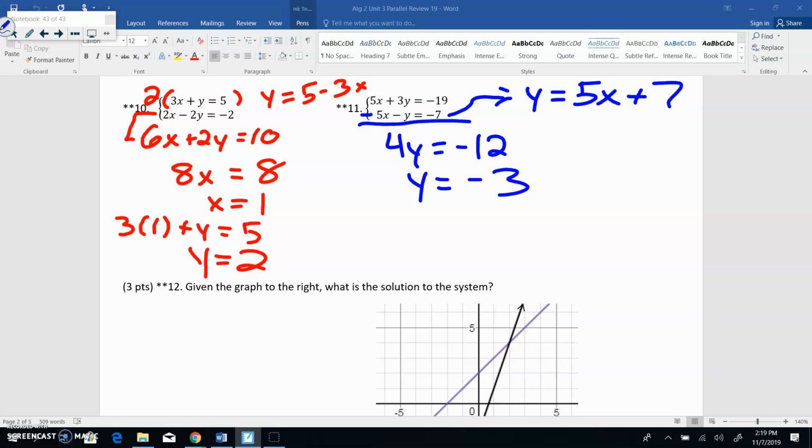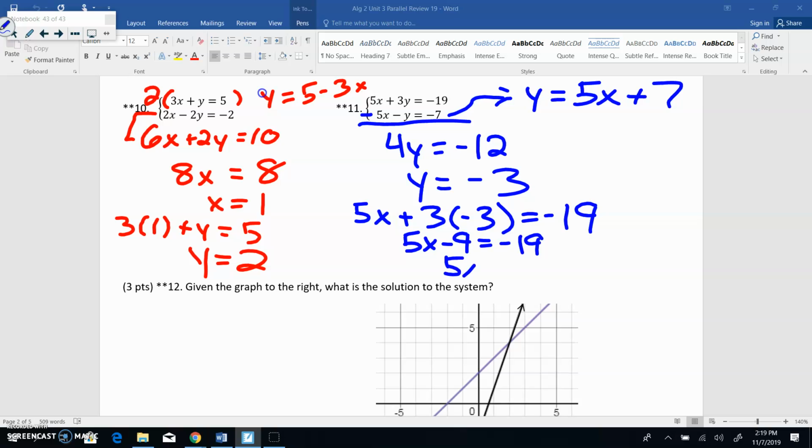Go ahead and plug that back into any line. It does not matter. So we'll plug it in the top one here. 5x plus 3 times negative 3 is equal to negative 19. So I believe I get 5x minus 9 equals negative 19. Okay, 5x is going to equal negative 10, which gives me x is negative 2. All right, so there we go. All right, had you substituted, you would have found the exact same answer. Number 12.